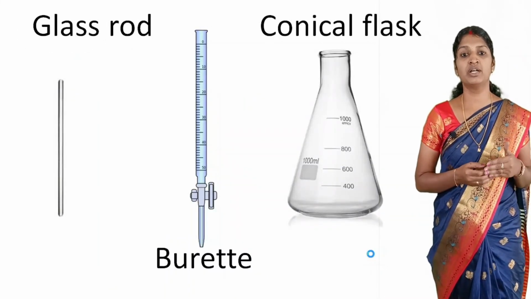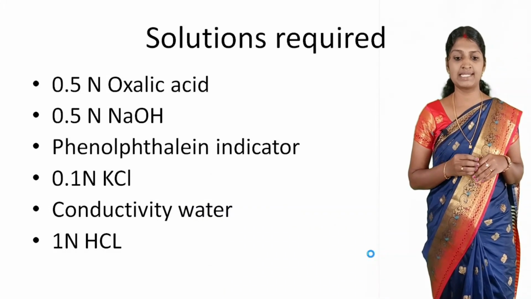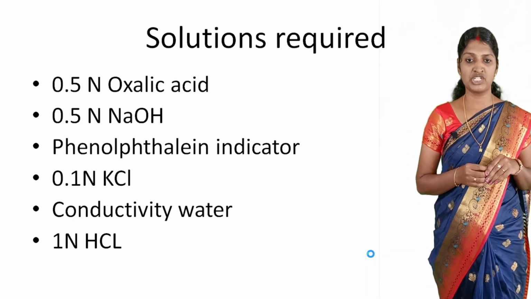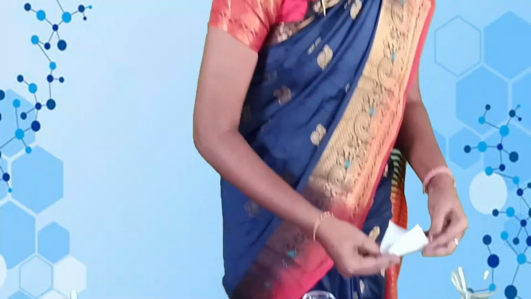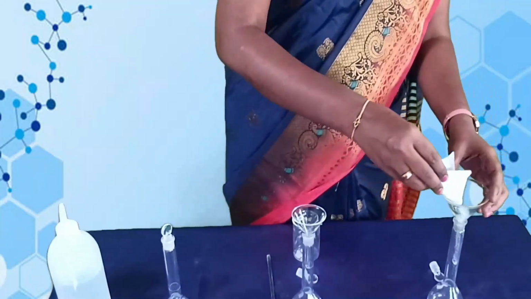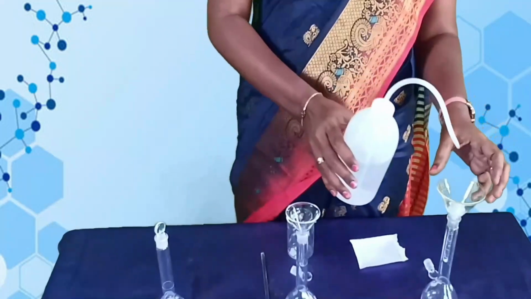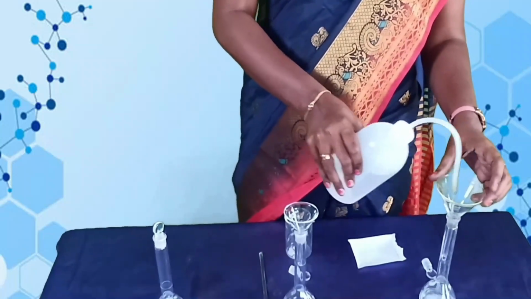Then we shall move on to what are the solutions required for this experiment. We need 0.5 normal oxalic acid, 0.5 normal sodium hydroxide, phenolphthalein indicator, 0.1 normal potassium chloride solution, conductivity water and 1 normal HCl solution. Now we shall see the preparation of solutions required for this experiment. First, 0.5 normal oxalic acid for 100 ml. Weigh 3.15 gram of oxalic acid and dissolve it in conductivity water and make up to 100 ml.